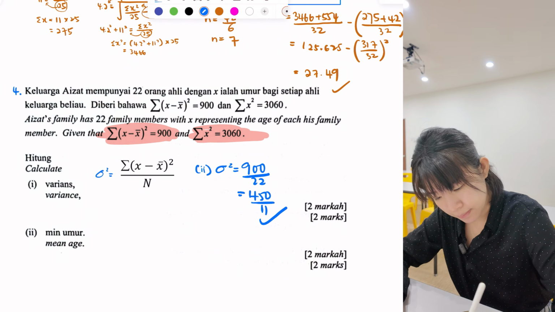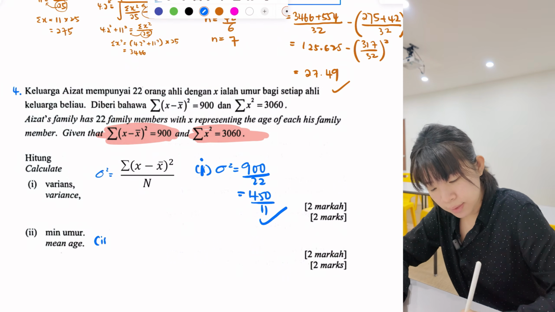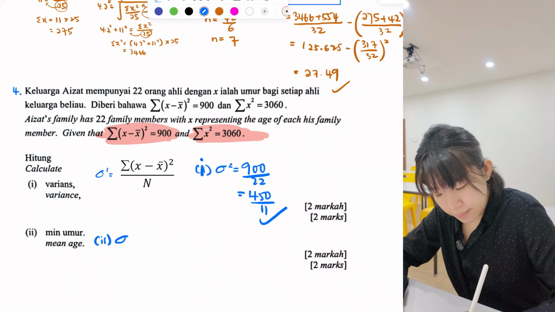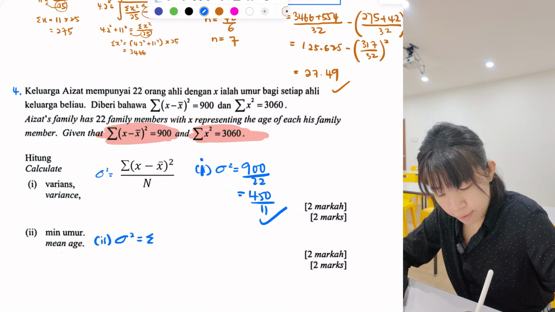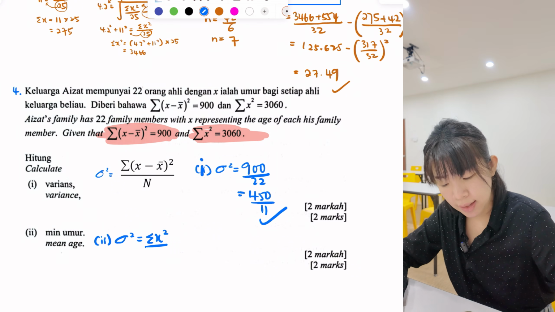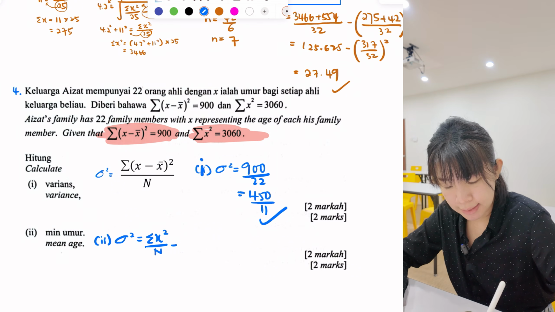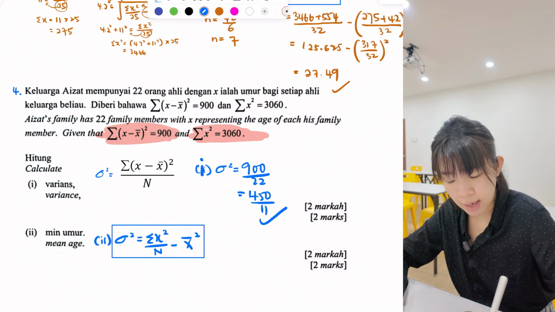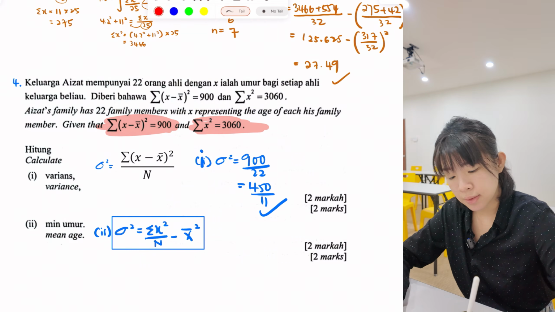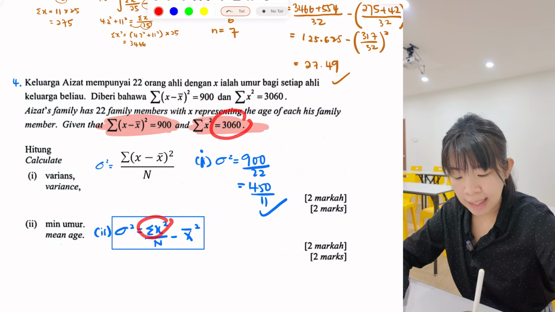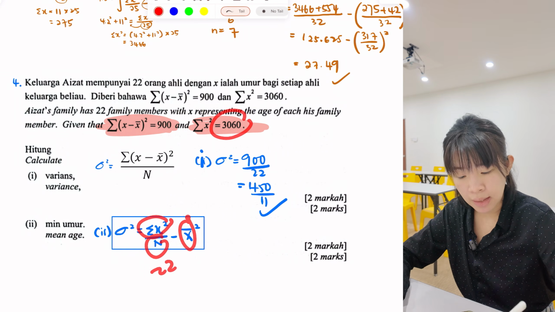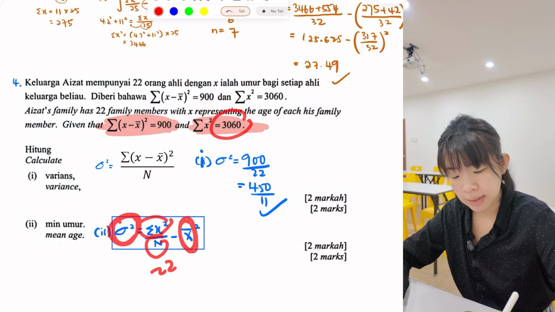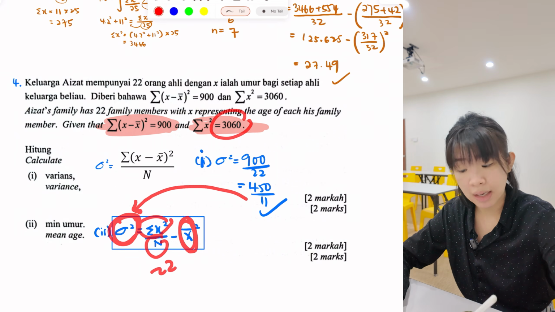Okay, write number 1. Write out the formula one more time. So for variance, we use sum of x squared divided by n, minus mean squared. This is the usual formula we use, isn't it? So sum of x squared, this one is given as 3060, n is 22. Mean, this will be unknown. We want to find the mean. The variance, you can insert the answer from just now.